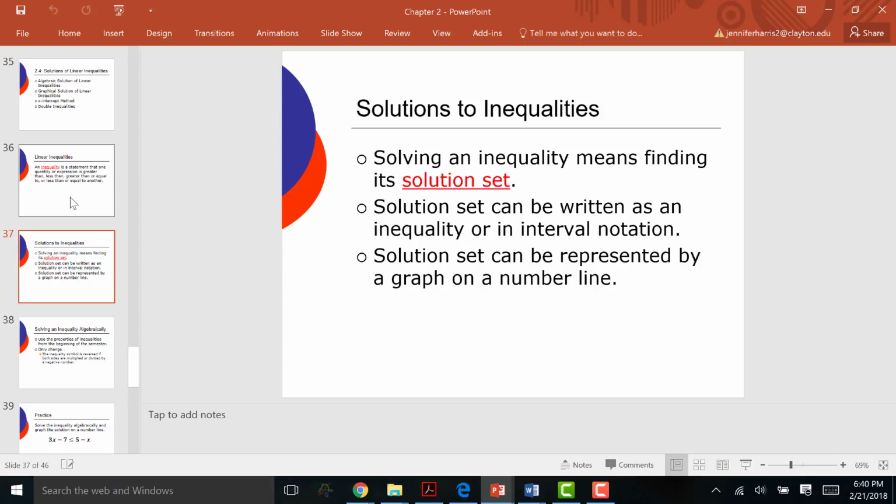Those are the 3 different ways that My Math Lab is going to ask you to write your answer. You got to put it in whatever way they say it. Some of the homework questions are going to ask you for all 3. They're going to say, first write an inequality, now we want to see it in the graph, now we want to see the interval notation. So we're going to do all 3 of those solutions.